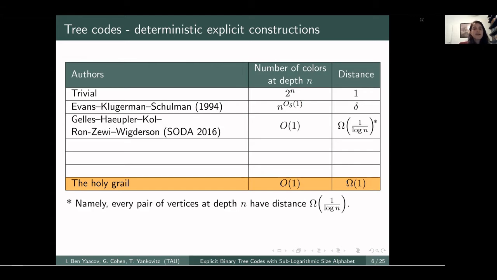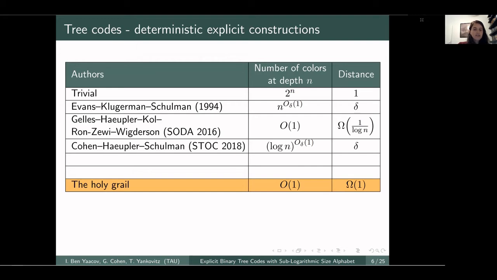In 2016, Gelles et al. focused on constructing a tree code with a constant number of colors and a vanishing distance. That is, in their tree code, every 2 vertices of depth n have a distance of at least omega of 1 over log n.